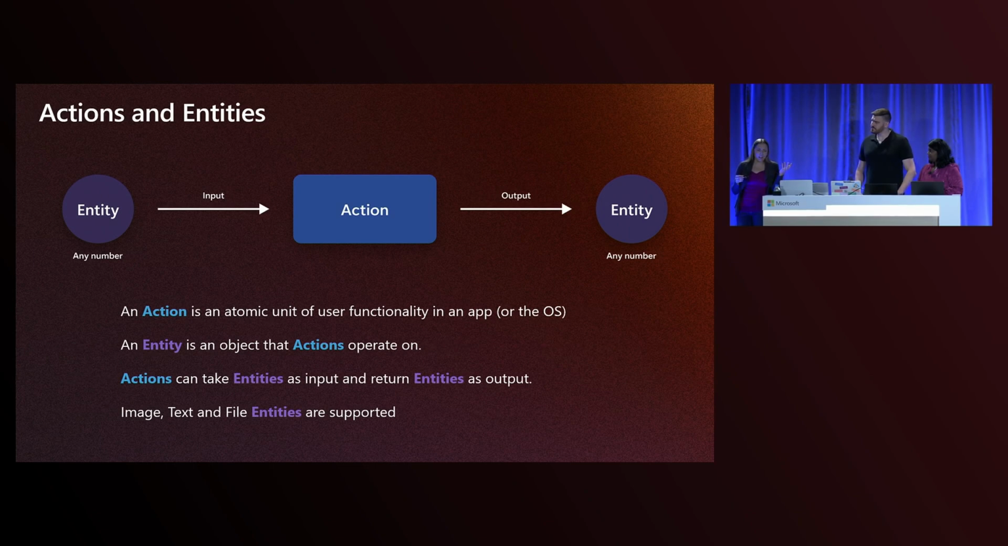I'm trying to set a background. I'm trying to generate a summary with AI. I'm trying to enhance this content and make it look better. Those are steps along the user journey. And then entities are the things that your actions can act on. So they're inputs and outputs to your action. Your action can have 0, 1, or more entities as inputs, and 0, 1, or more as outputs.